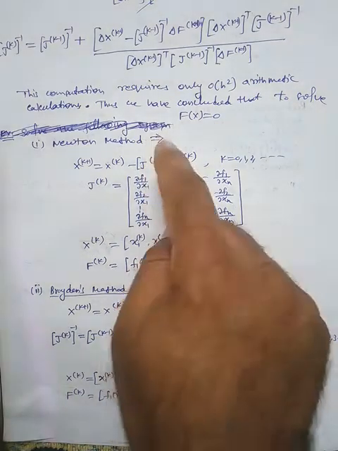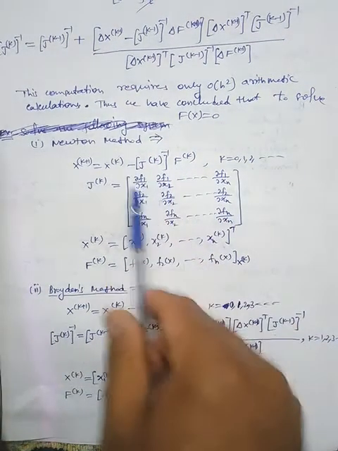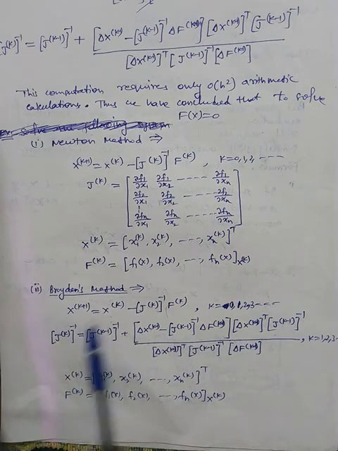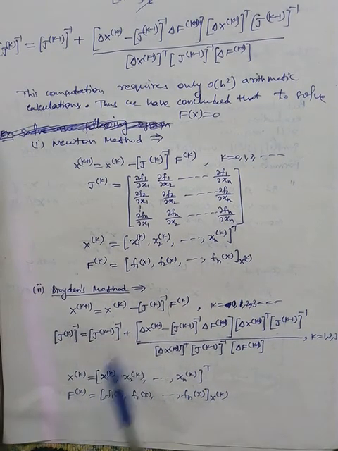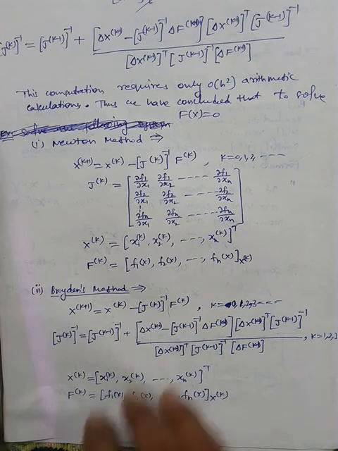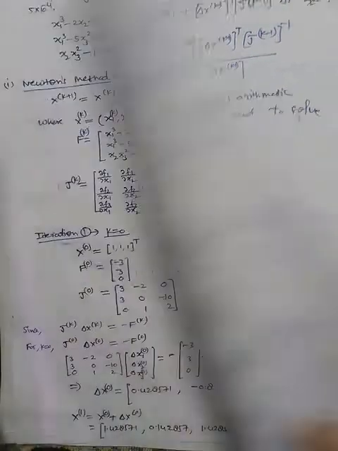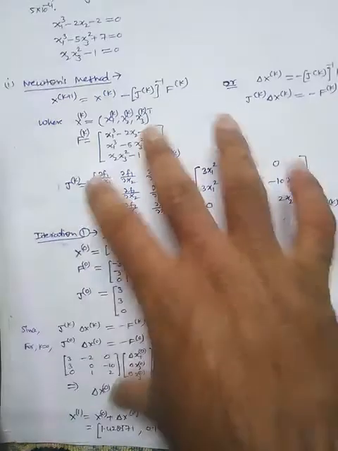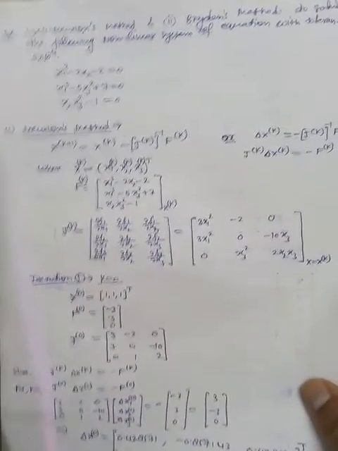Here we have to compute Jk inverse at every stage. However, here it is computed with the help of the previously computed Jacobian inverse. This is the only difference. Fine. Now we will have a problem, and I will discuss this problem in the next video. Thank you.